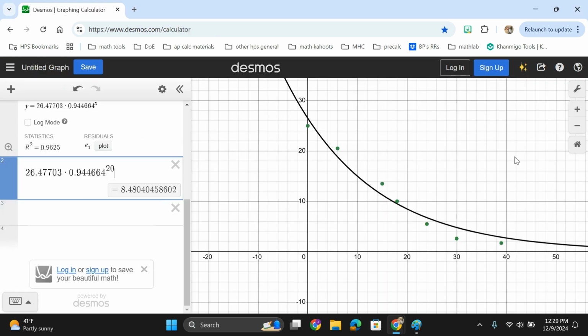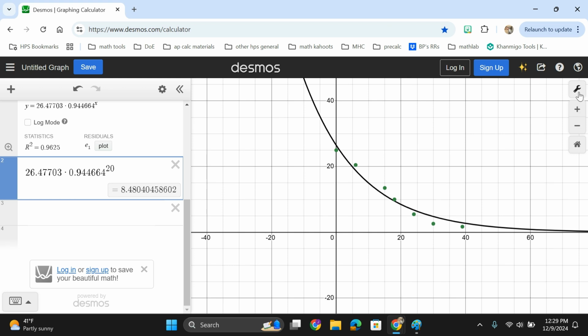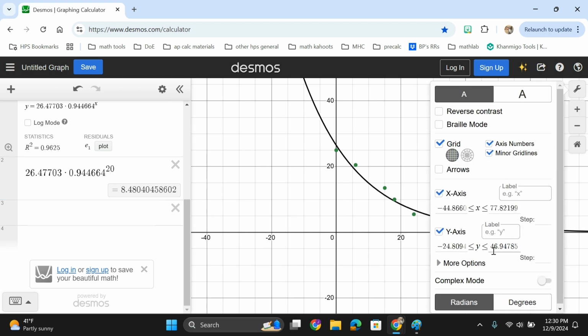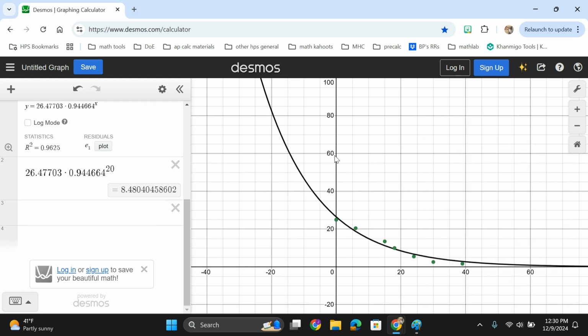Keep in mind, in Desmos, you use these buttons to zoom in and out. If you don't want to just square zoom, like let's say, I just want to change the y-axis. I'm going to change that to 100. That might give us a little bit of a better view.